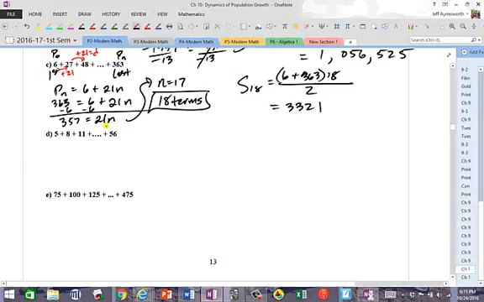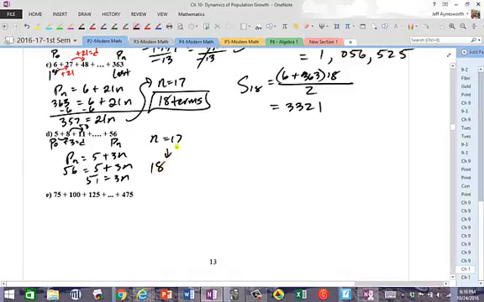So next one, p sub 0, the first term, is 5. 5 plus 3 is 8. 8 plus 3 is 11, and so on. So the common difference is 3. So p sub n equals 5 plus 3n. So 56 is equal to 5 plus 3n. That means 51 equals 3n. So that means that n is 17. That means I have 18 terms in this sequence. From 0 to 17 is 18 terms.